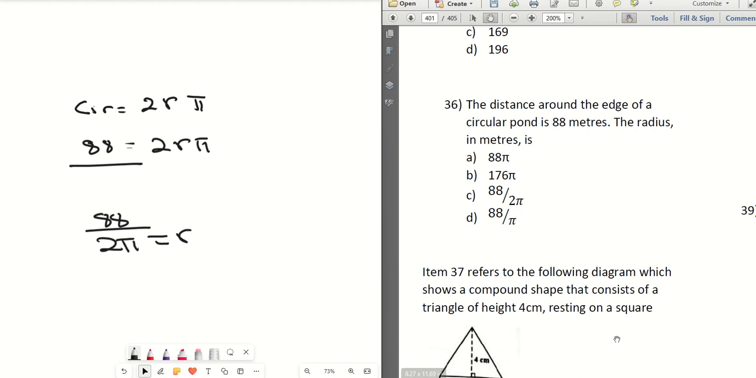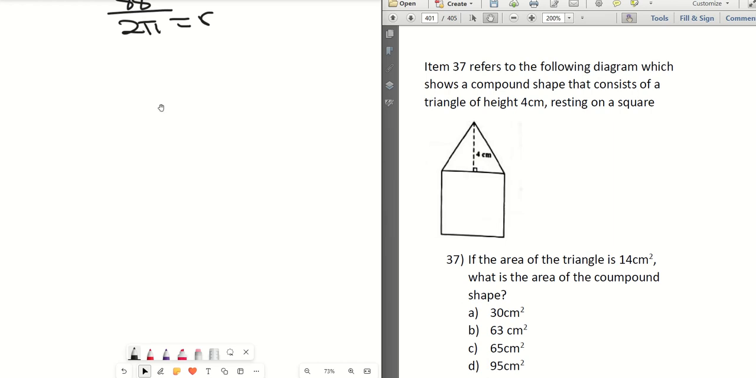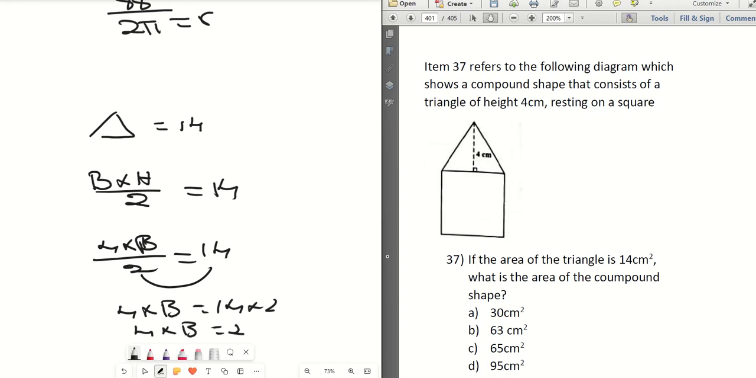Number 37, item 37 refers to the following diagram, which shows a compound shape that consists of a triangle of height 4 resting on a square. If the area of the triangle is 14, what is the area of the compound shape? Area of a triangle is base times height over 2. They told you that's 14, so 4 multiplied by base over 2 is equal to 14. Carry across the 2, that's 4 multiplied by base is equal to 14 multiplied by 2, which is 28.